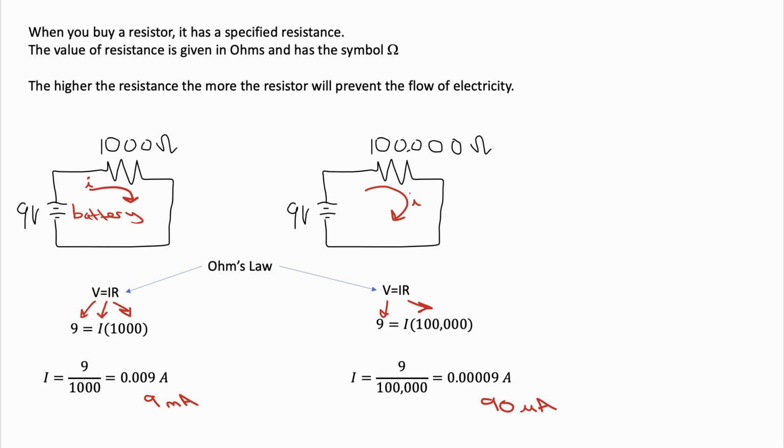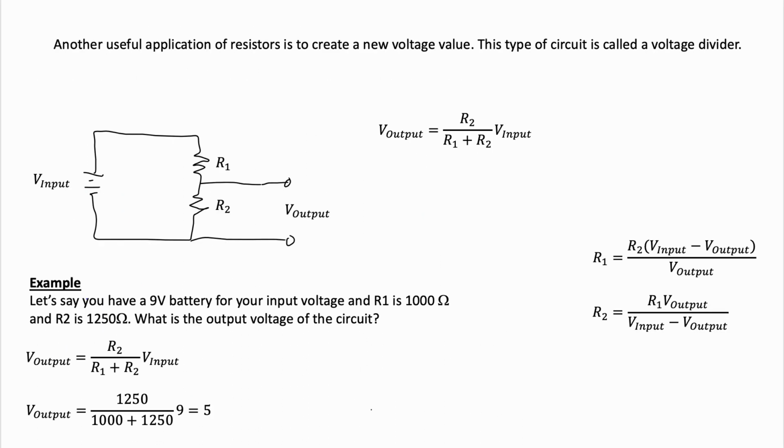So that's resistors. Their primary job is to limit the flow of electricity or current inside of a circuit. Another useful application of resistors is to create a new voltage, and we call this type of circuit a voltage divider.